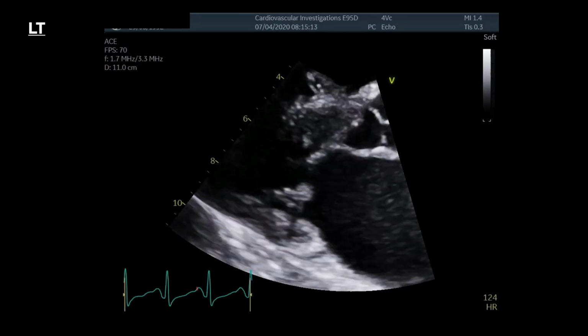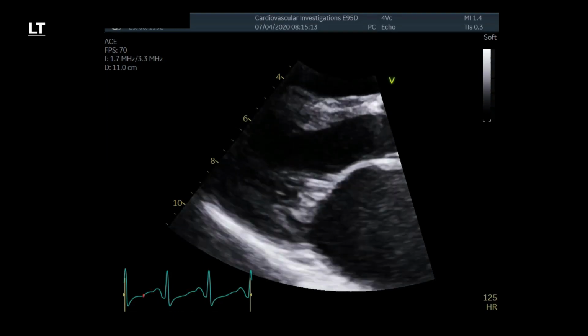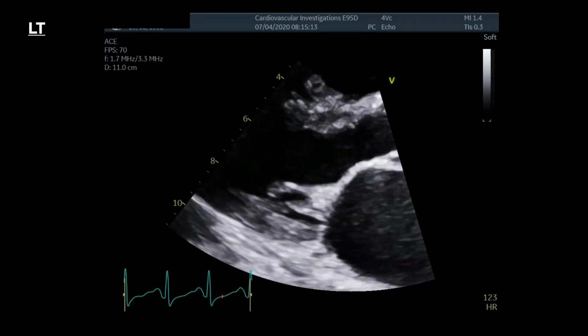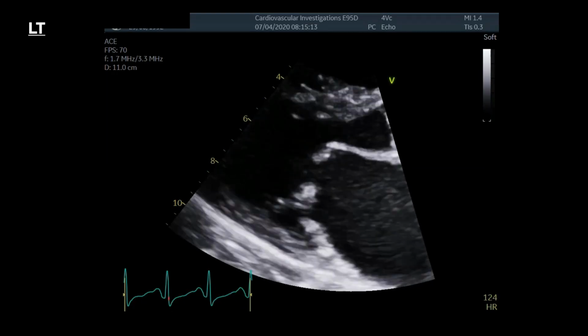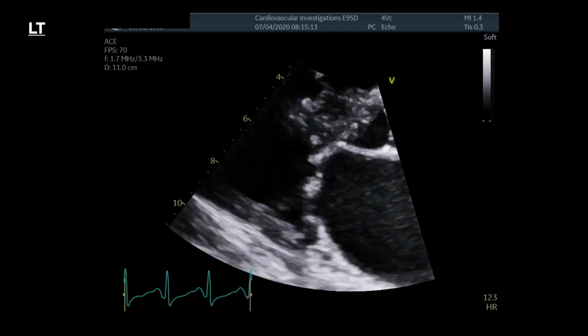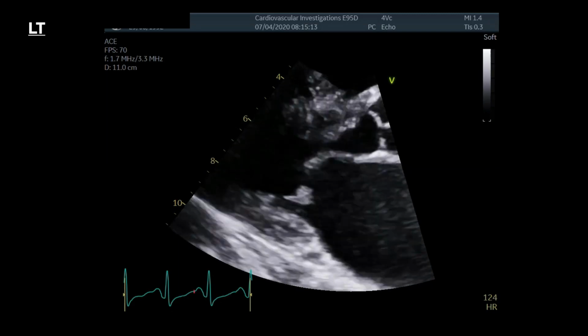And now zoomed in even further on the valve, which again is demonstrating thickened mitral valve leaflets that aren't opening normally, like we've seen in previous loops and previous presentations, and that hockey stick appearance of the anterior mitral valve leaflet characteristic of rheumatic mitral valve disease.